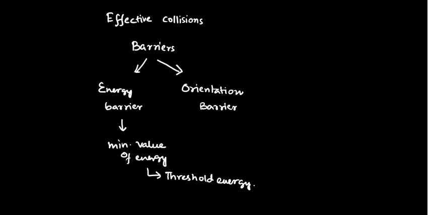Now what about the energy barrier? In order to make the collisions fruitful, or effective, the species taking part in a chemical reaction must have a certain minimum value of energy. What is that minimum value of energy? The minimum value of energy is termed the threshold energy. The threshold energy must be there.